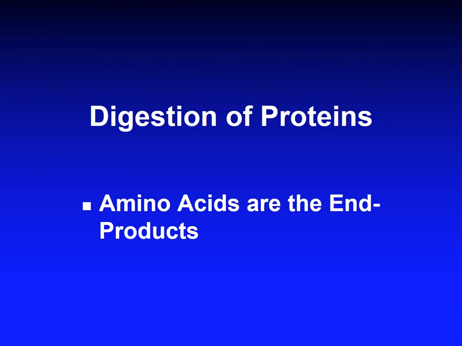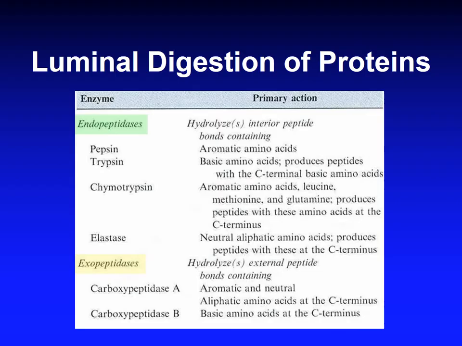In the lumen, oral cavity, stomach, and intestines, you have two groups of enzymes that digest proteins. We call that endopeptidases and exopeptidases. Endopeptidases digest the inside of the protein. Exopeptidases digest the outside bonds of the protein. This is in the lumen.